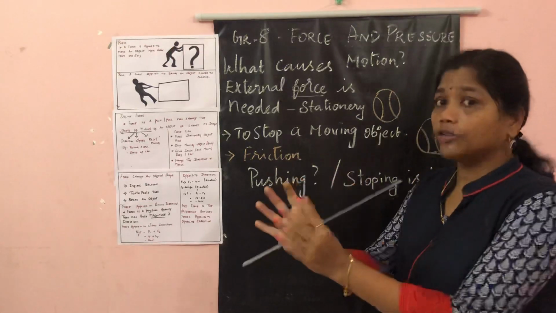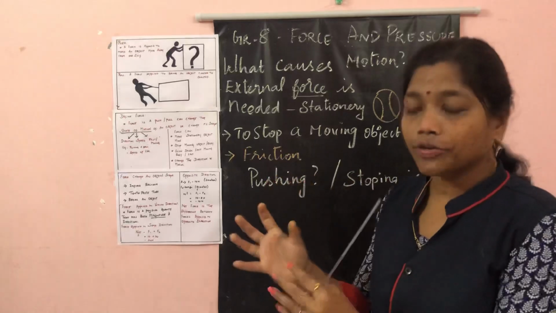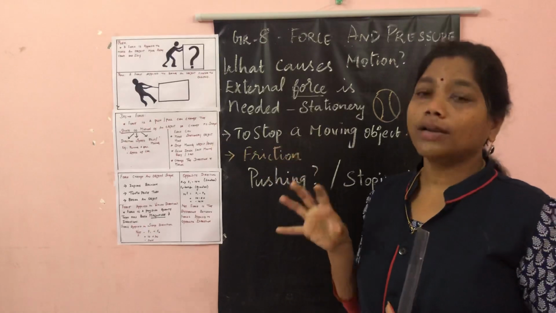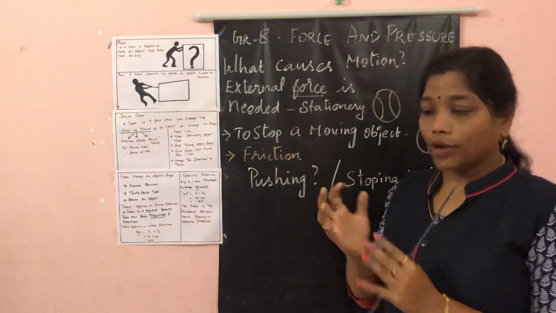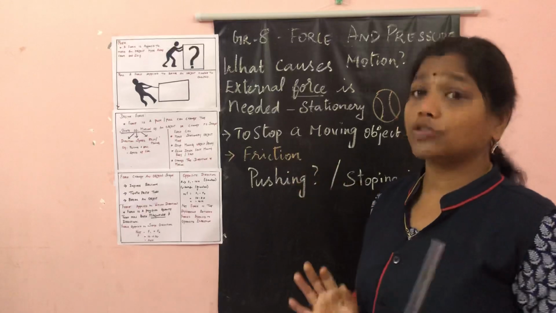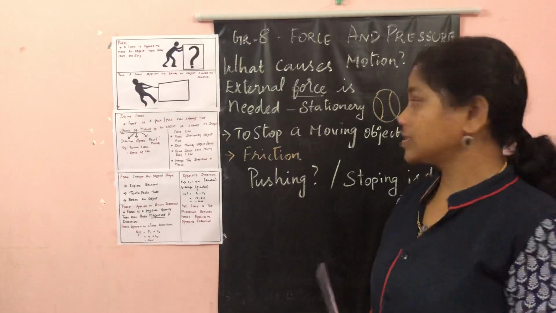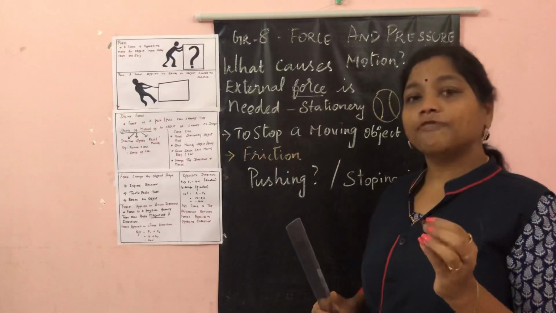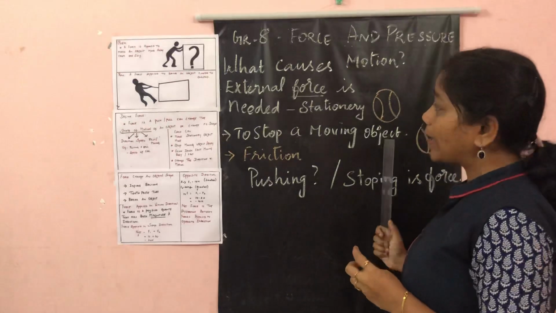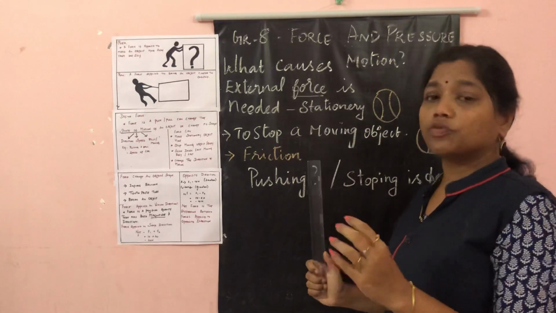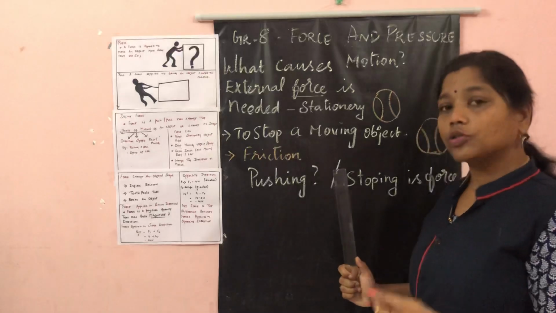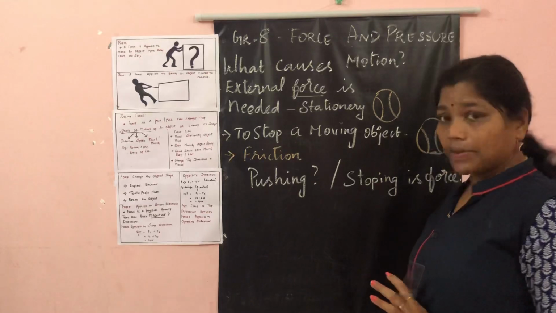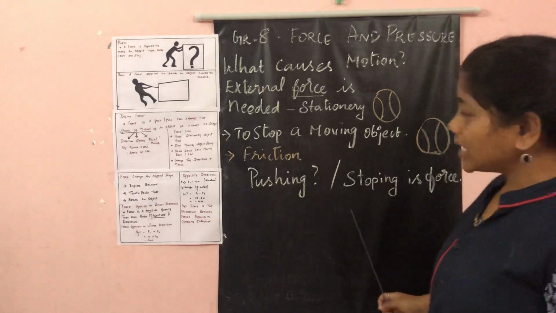And when I throw a ball and you catch the ball, what are you doing there? You are stopping the ball in order to catch it. Am I right? You catch it by stopping the ball. So there also we apply some force. Some external force is applied. What kind of force? It's friction. So we are applying some external force in order to move a stationary object and also to stop a moving object. Is only pushing and stopping an object done by force? Not exactly. We'll see in detail.